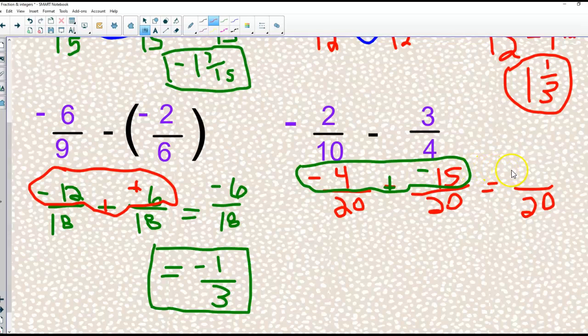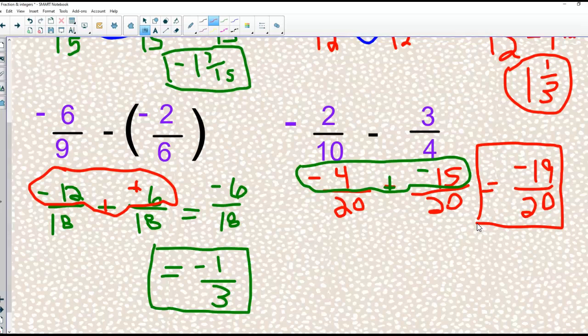Like signs, we're going to add and keep the sign. So if I add, I get 19. I keep the sign. And it's not improper, so I don't need to change it. And that cannot be reduced. That's as low as it will go. -19/20. Okay? So as you see, it's very similar to addition that we did the other day.